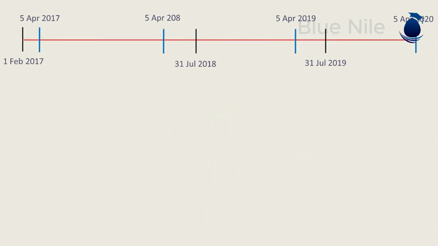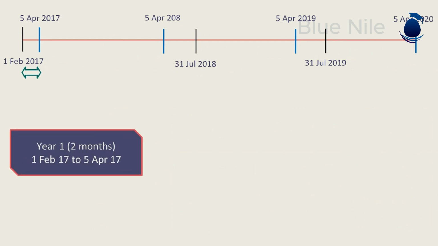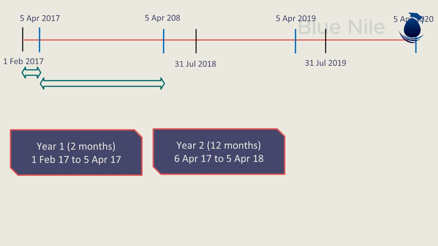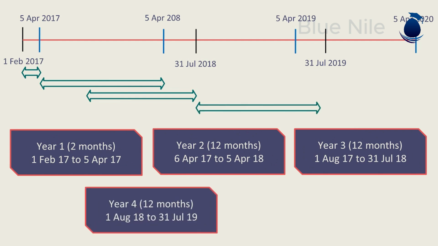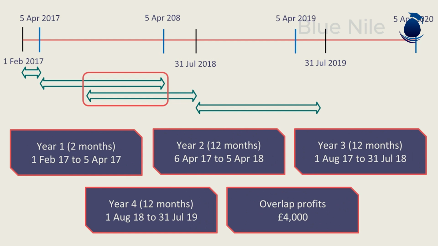So to complete this final example, we just need to look at the overlap periods. Here in year 1 we tax the 1st of February 2017 to the 5th of April 2017, so that's 2 months. For year 2 it's the 6th of April 2017 to the 5th of April 2018, 12 months. For year 3 it's the 1st of August 2017 to the 31st of July 2018, 12 months. And for year 4 it's the year to the 31st of July 2019. So the only overlap period is between the 1st of August 2017 and 5th of April 2018, an 8-month period out of that long 18-month accounting period, giving us overlap profits of £4,000.